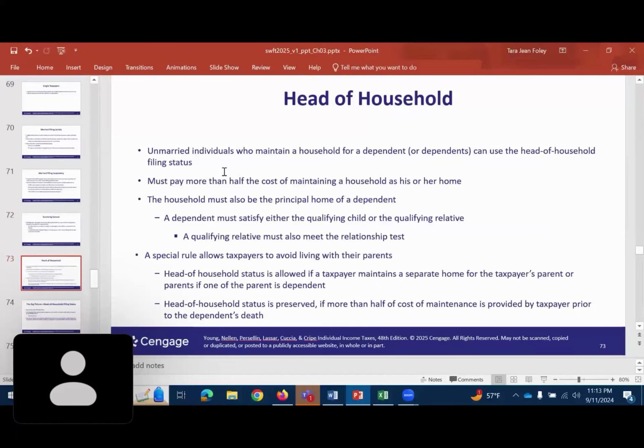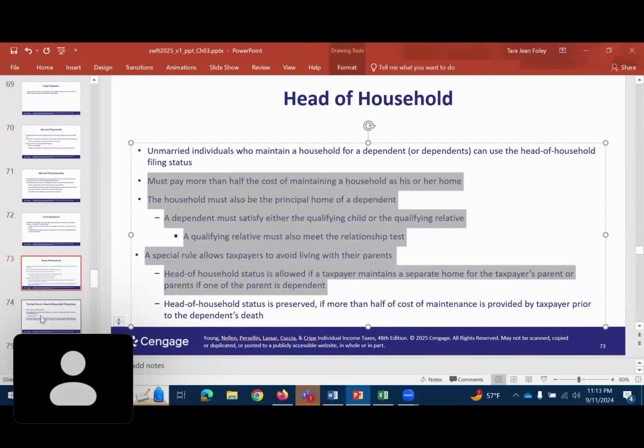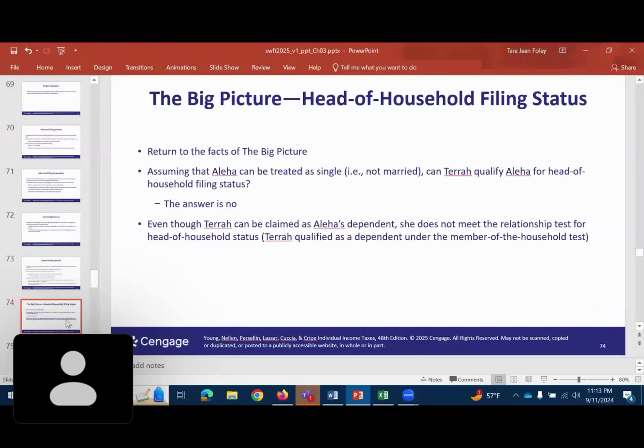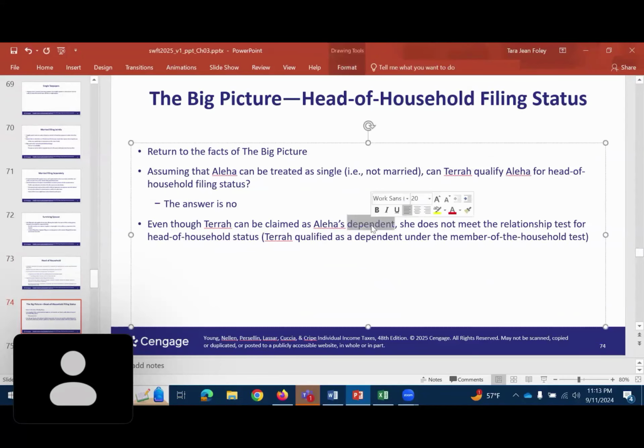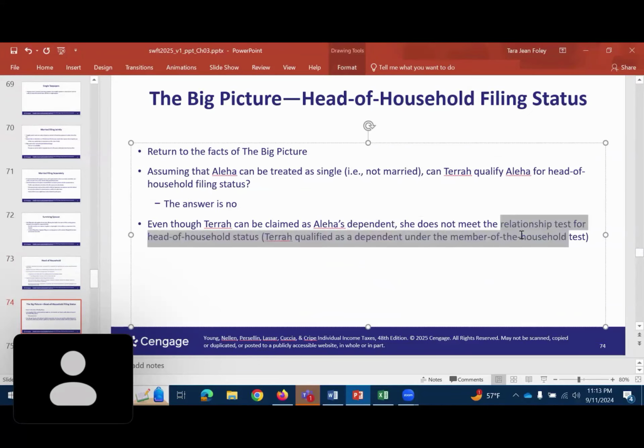Head of household: unmarried individuals who maintain a household for a dependent can use the head of household filing status. And then you have to follow these rules, okay? Assuming Aaliyah can be treated as single, not married, can Tara qualify Aaliyah for head of household? No, because she's not her child. Even though Tara can be claimed as her dependent, she can't be head of household because she doesn't meet the relationship test for a dependent child.